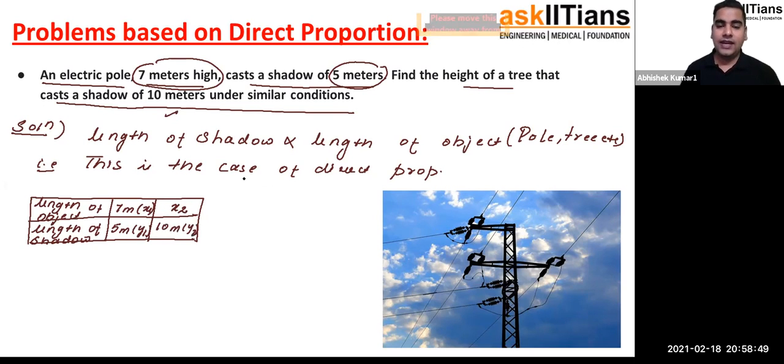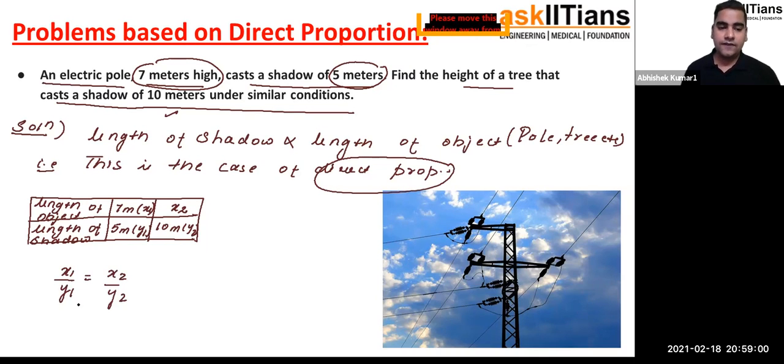Okay. Now, as this is a problem of direct proportion, so what is the formula that we have to use? The formula that we can use is X1 upon Y1 is equal to X2 upon Y2, right or not? So if I substitute the value here, what will I get? I will get 7 upon 5 is equal to X2 upon 10. Correct? All right. Let us simplify it more.